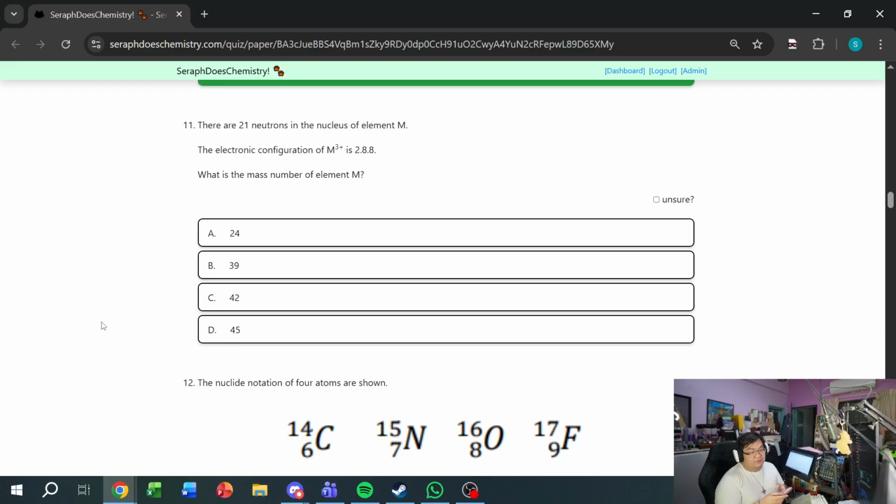Electronic configuration is 2, 8, 8, but if it's 3 plus, that means that the original thing was 2, 8, 8, 3, right? So in this case, if this is 3 plus, so original M should be 2, 8, 8, 3, right?